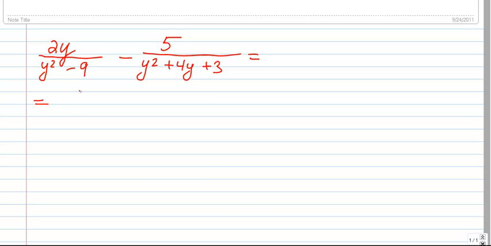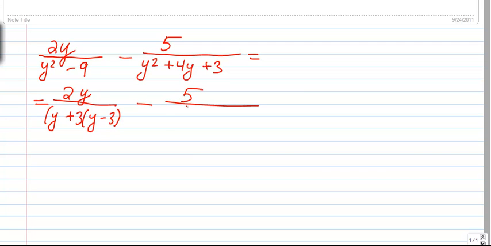Let's do the last example in this session. And before we proceed, let's factor out our denominators. The first denominator is the difference of two squares. We factor out the difference of two squares. And the second denominator is a trinomial, an easy one. So we factor this trinomial as y plus 3, y plus 1.